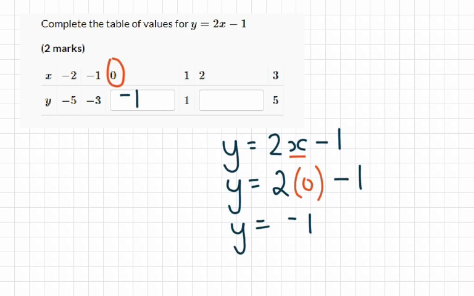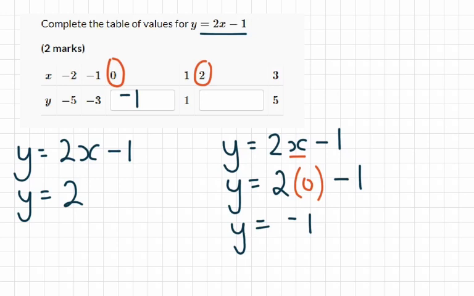And then the second one that they want us to substitute in is x equals 2. So we have y equals 2x minus 1, same equation we're given in the question still. And we say y is 2 lots of 2 this time, because we're substituting in 2 for x, take away 1. So y is 4, take away 1. 2 lots of 2 is 4, take away 1 is 3. So y is 3.